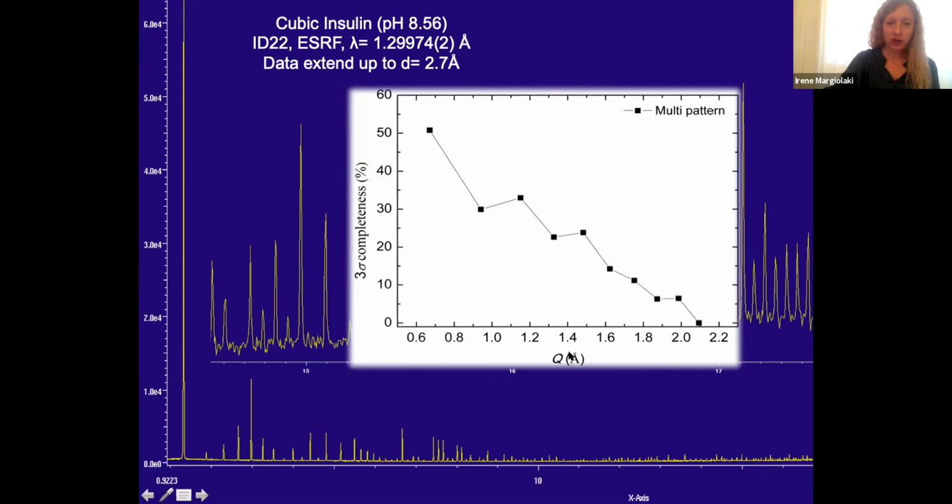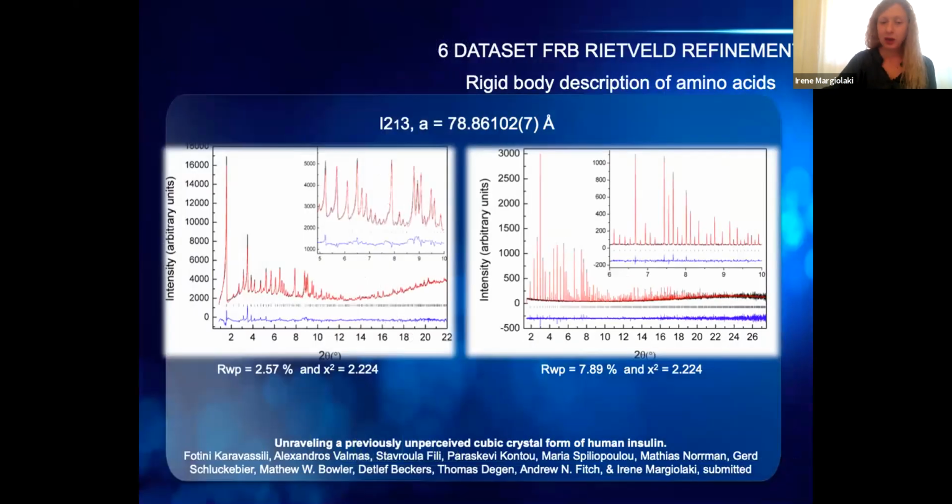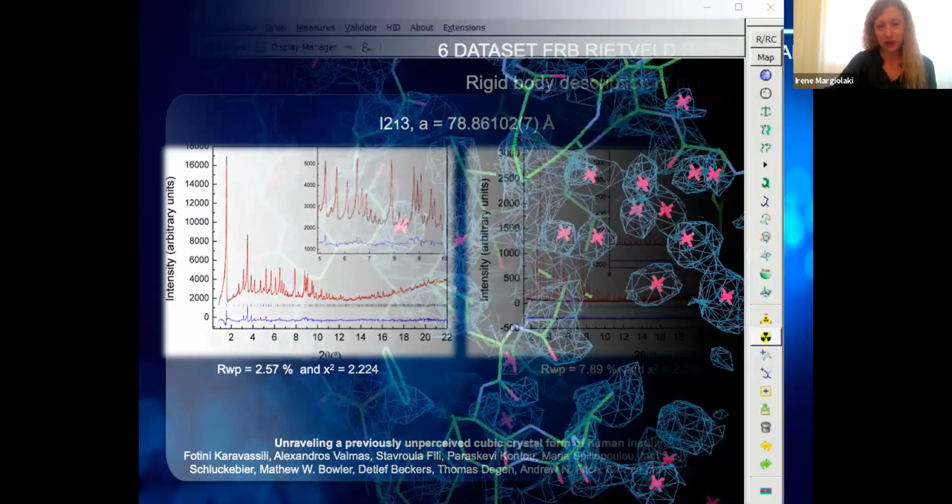So I wanted to see whether I could refine the structure using this data, and more data were collected in our lab that you see here, really not bad at all. 6 data sets were combined, the FRB approach, the Rietveld method, and of course, stereochemical restraints. This was the easiest refinement I've ever done.